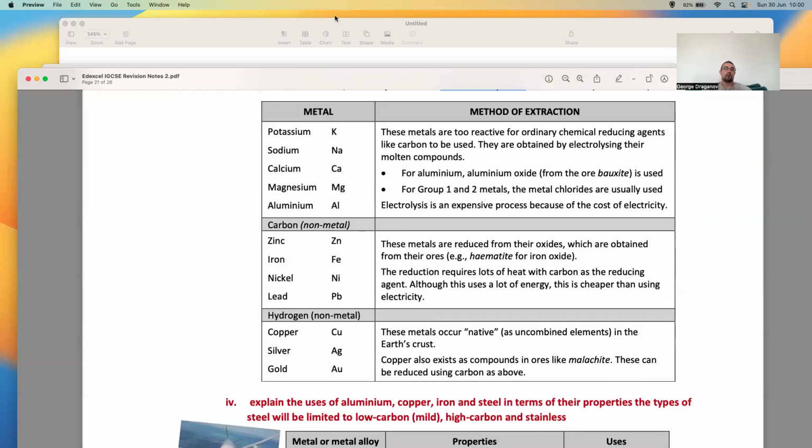I'll give you one equation just to top it off. Let's extract nickel. So nickel oxide will be the ore, plus carbon, makes carbon dioxide plus nickel. And that's it. That's how you would extract it.